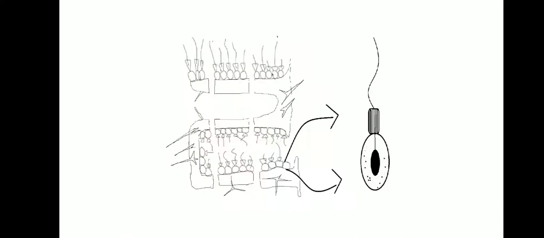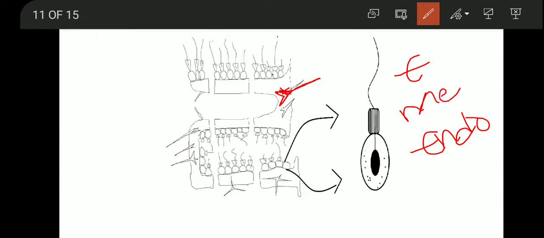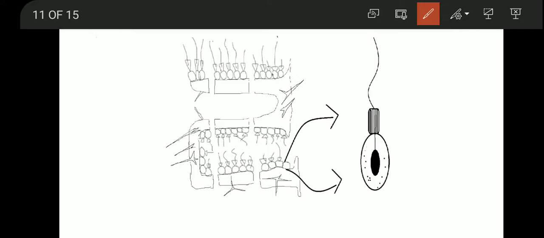Now, let's see what spicules are. Spicules are present in the mesoderm. We have epidermis and we also have endodermis, and between them we have the mesoderm. It is called the middle layer. The middle layer has spicules, calcium spicules. These are made up of calcium.